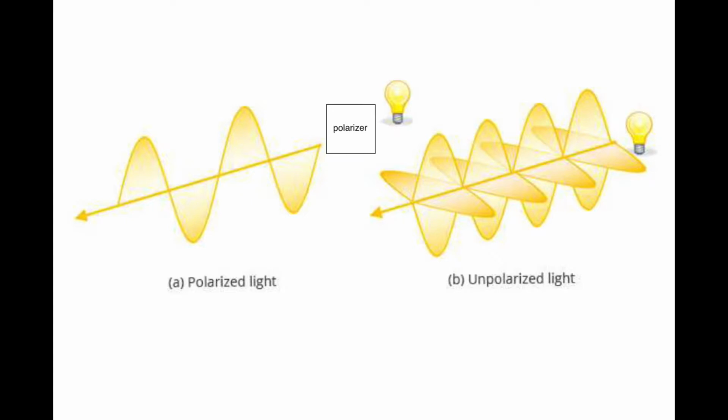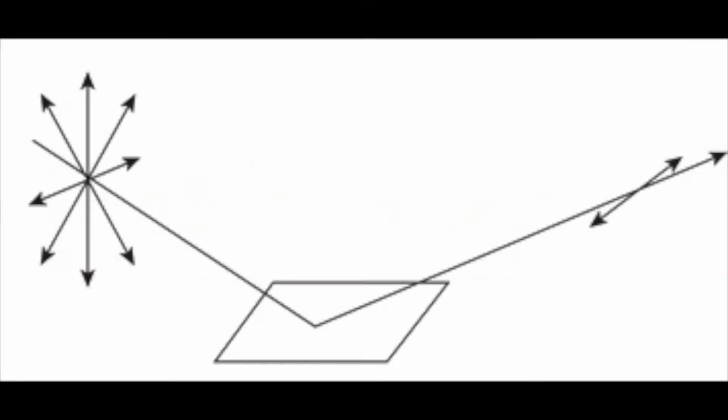Unpolarized light is light with the electric field oscillating in several directions, such as light from the sun or a light bulb. On the other hand, polarized light means that the electric field is only oscillating in one direction. For example, if the electric field is only oscillating up and down, this means that the light is vertically polarized. Light that is reflected is polarized parallel to the plane of the surface it is reflected off of.